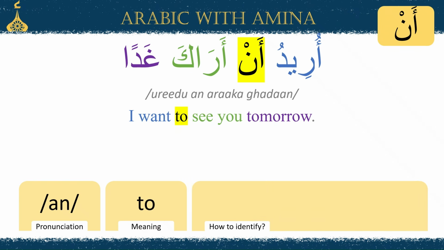How to identify that we are talking about an, which means to? Well, to help identify the meaning of the particle, always look at the word after the particle. Here in this sentence, it's a verb. Araka, see you. The particle an, which means to, will always precede a verb. And about 95% of the time, that verb will be in the present tense. So, in our steps of how to identify this particular particle, an, it will always precede a verb.